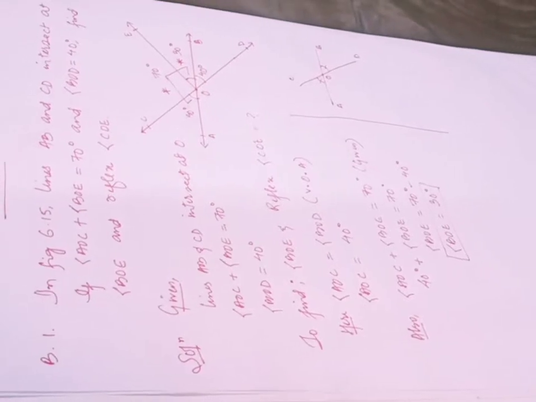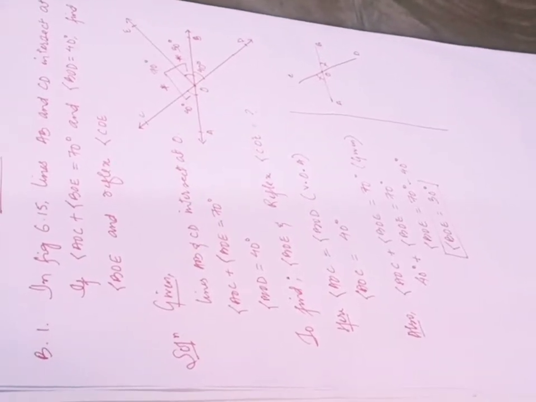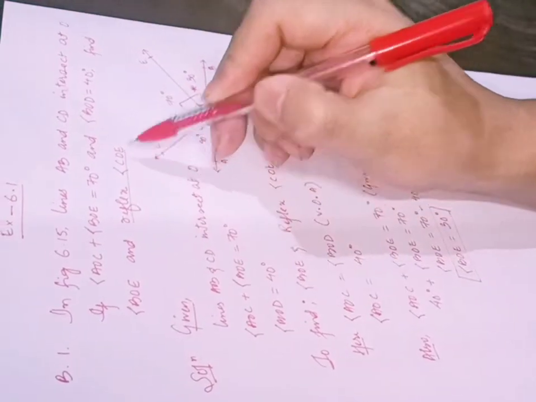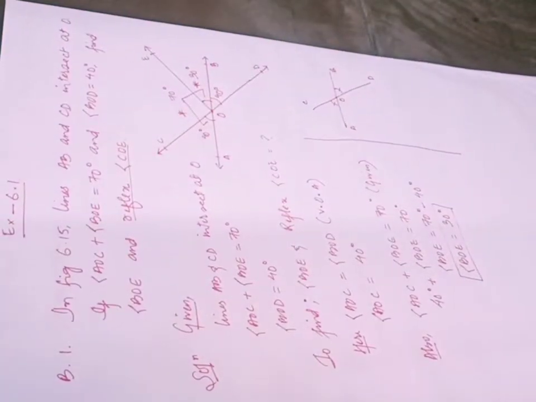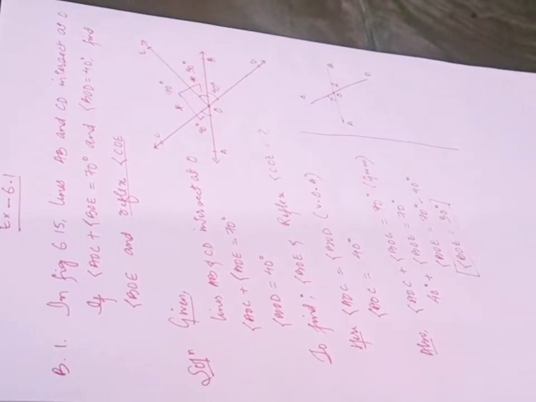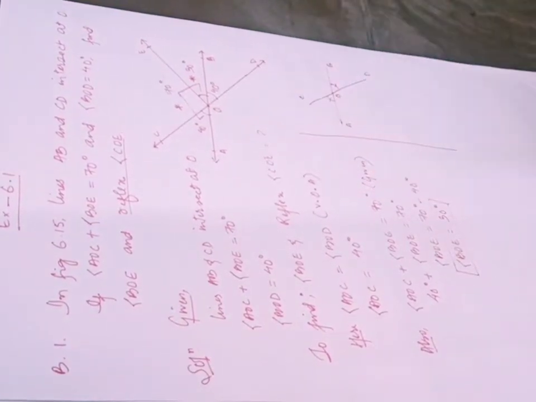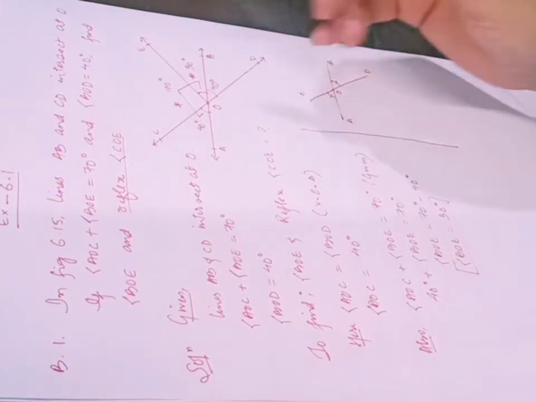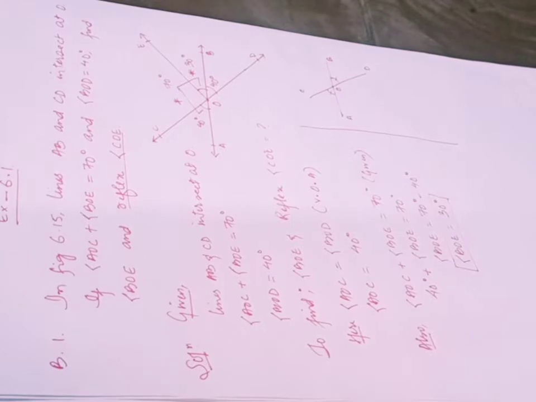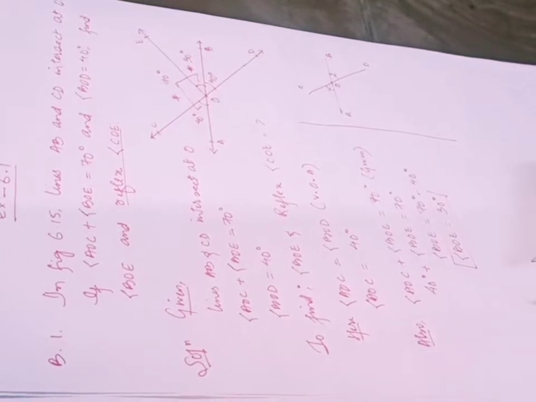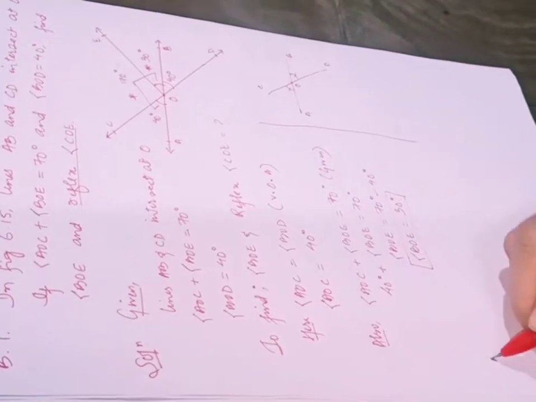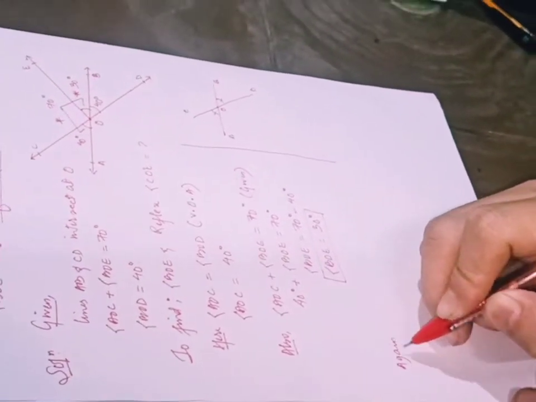Alright, so now let's take a look at the final thing that we need to find, that is reflex angle COE. Alright, so we got all the values. But AOD is still missing. To get a reflex angle, we still need angle AOD, correct? So let's try to find out angle AOD. So you write down again.